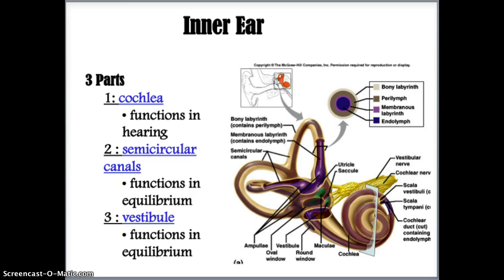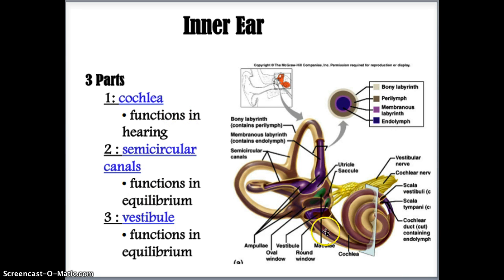In between the bony canal and the membranous labyrinth, there's perilymph, which is fluid. And then inside those membranous canals, these purple tubes in the diagram, there is endolymph. So here's kind of a cross section. We have our bony labyrinth with perilymph, and then we have our membranous labyrinth with endolymph. And those fluids are what's transferring vibrations from the outer ear to the inner ear.